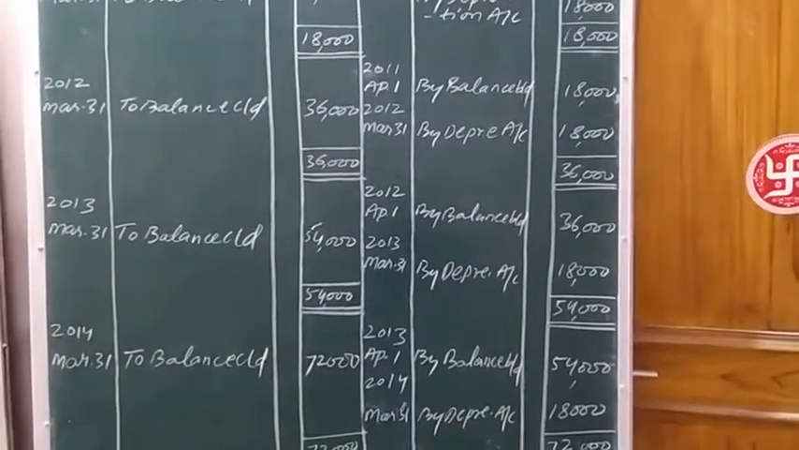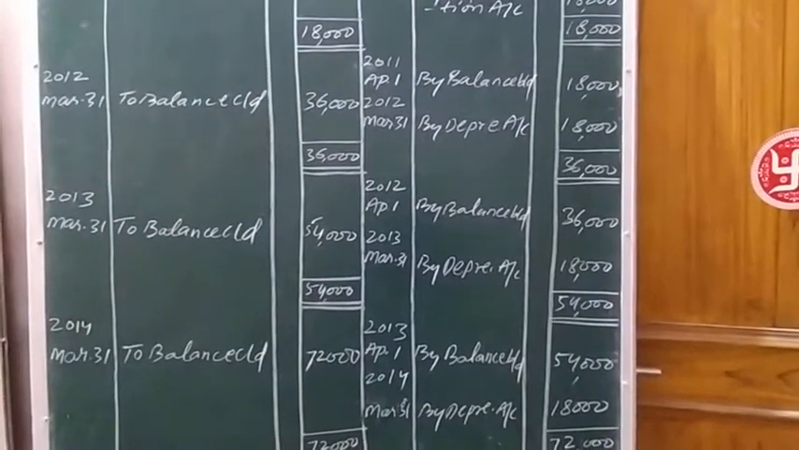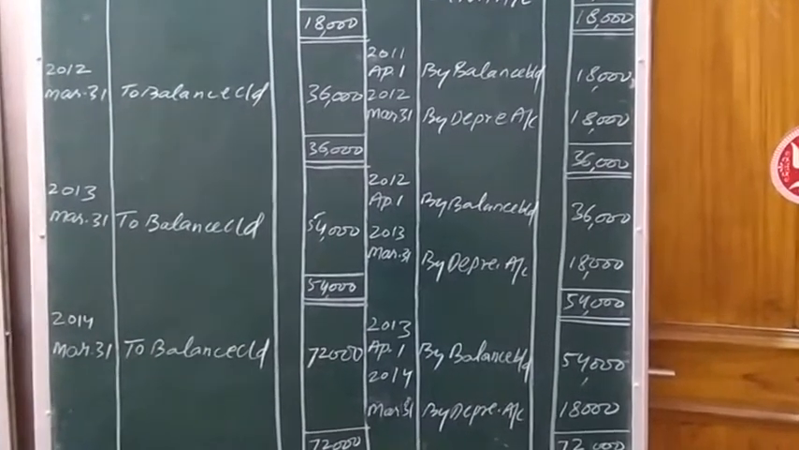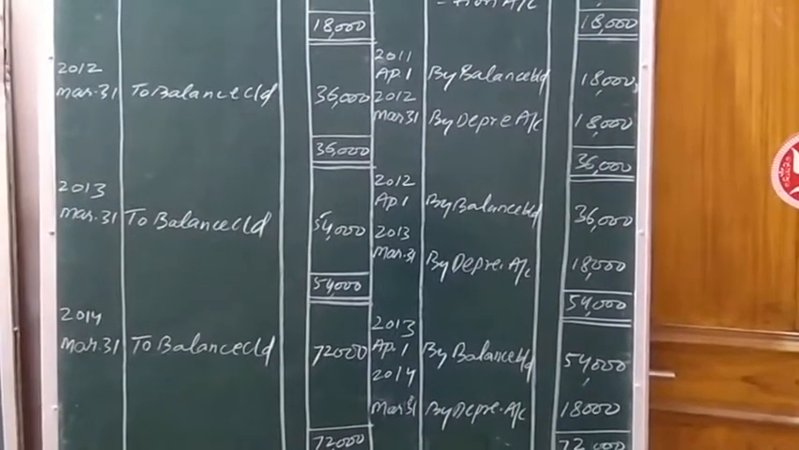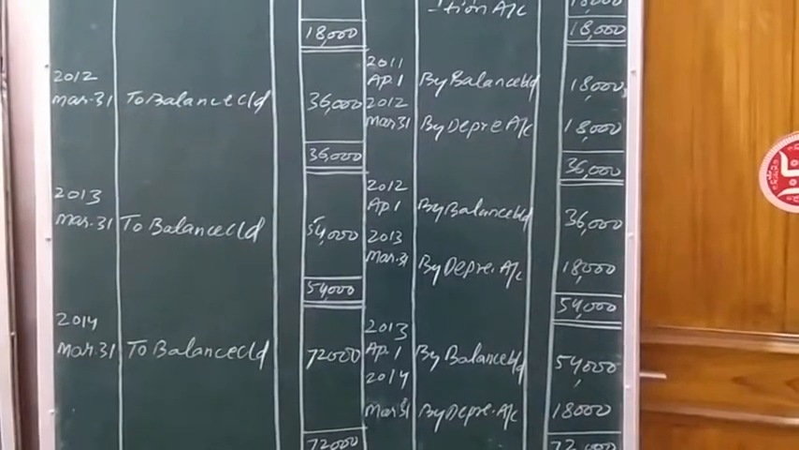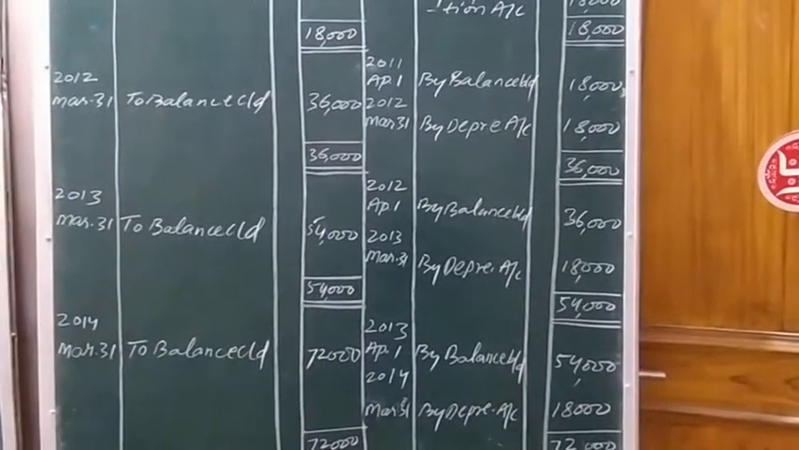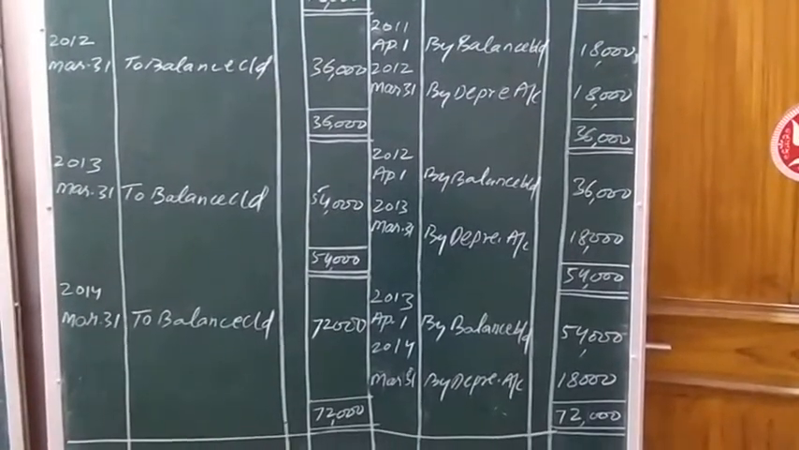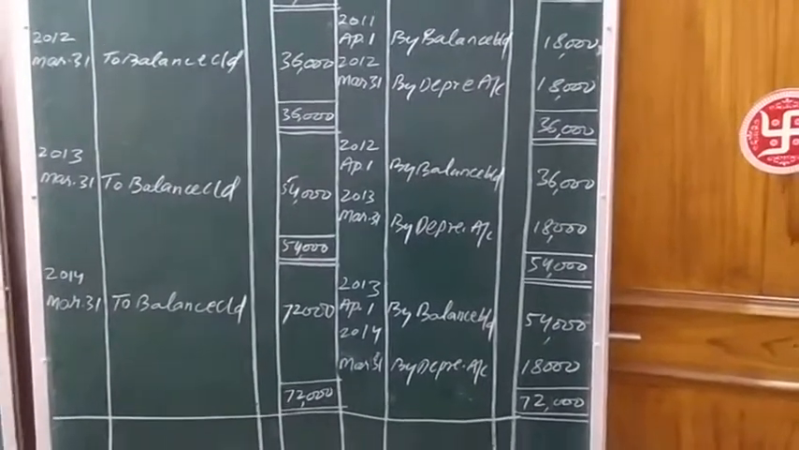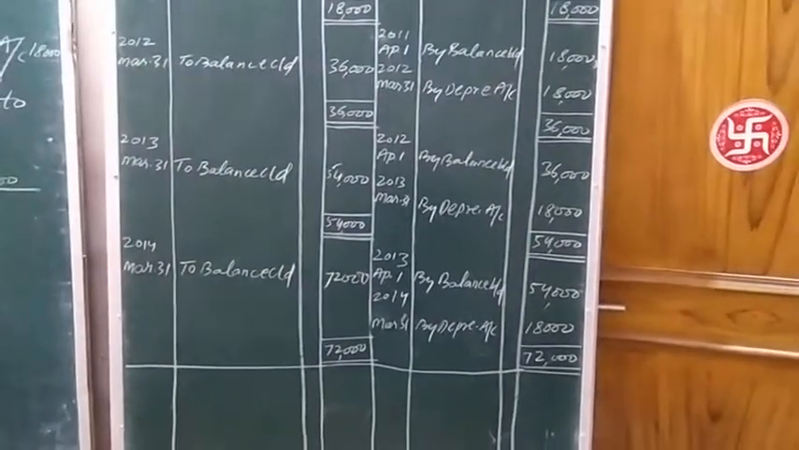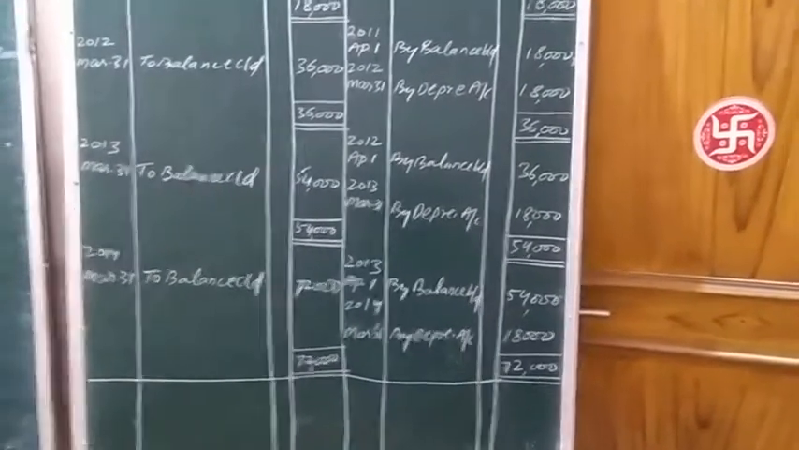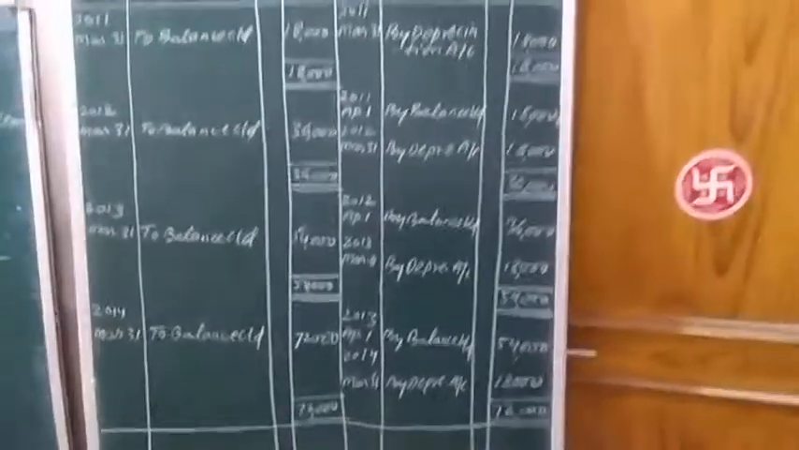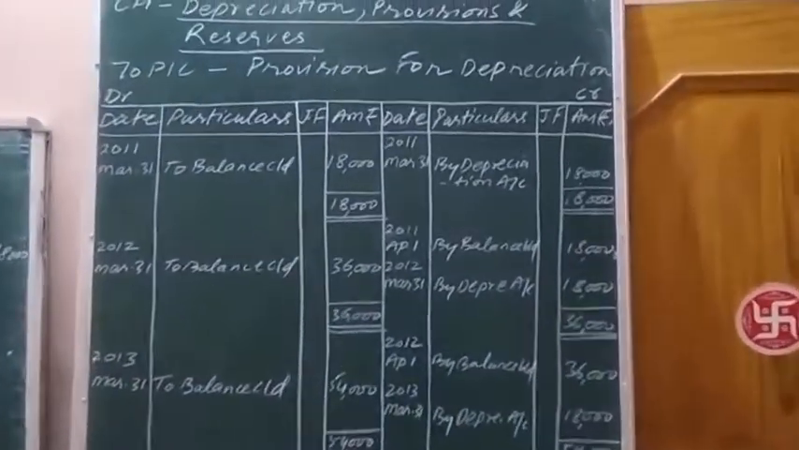At the end of the year, that is March 31st 2014, depreciation will be charged, 18,000. Thus, to tally the balance of credit and debit side, we need to fill the shortage on the debit side with the name balance carried down, and the same amount as the credit side will be placed on the debit side, that is 72,000. So this is the provision for debt account for 4 years.